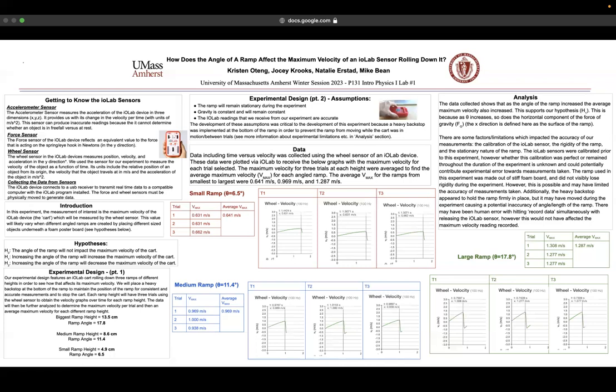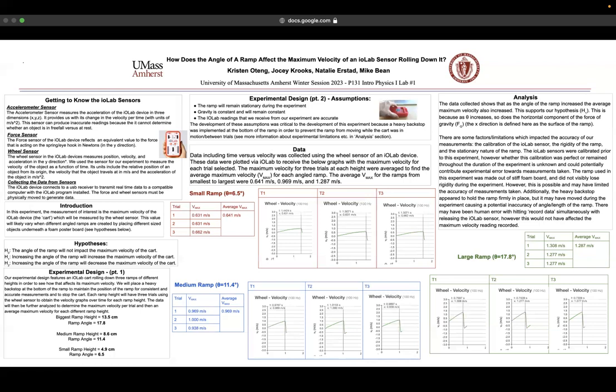So we had a large ramp, a medium ramp, and a small ramp, and we calculated the angles of those ramps as well. And then we did make some assumptions for this. Firstly, the ramp would remain stationary during the experiment. Gravity is constant and will remain constant, and the IOLAB readings we receive from our experiment are accurate. The development of these assumptions was critical to this experiment because a heavy backstop was implemented at the bottom of the ramp in order to prevent the ramp from moving. That would ensure a consistent length of ramp between trials and also during the trial, so that the cart was not moving the ramp. And we'll be discussing more about those assumptions later on.